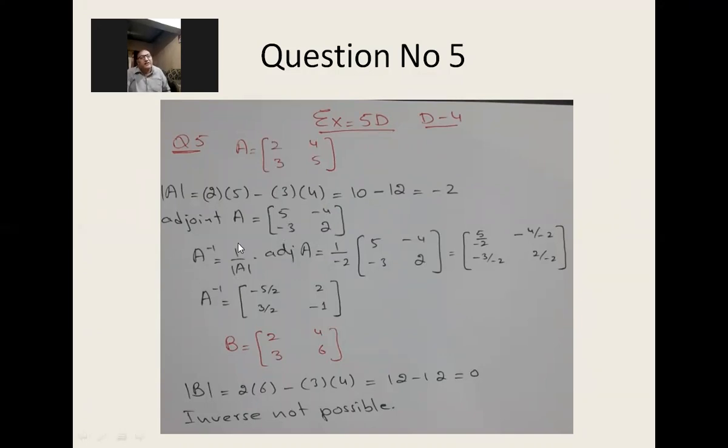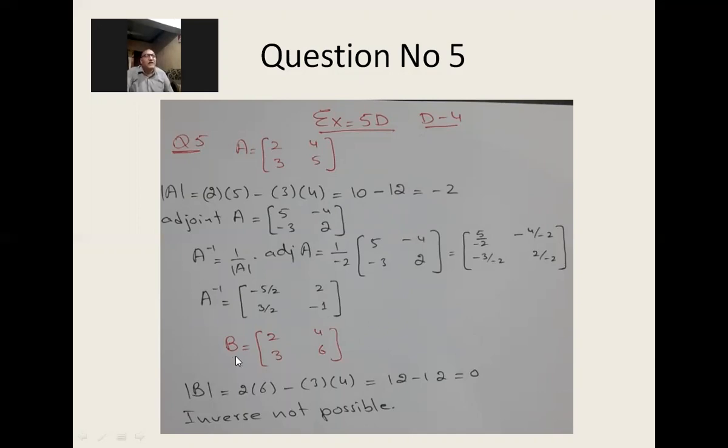Then the A inverse is 1 by determinant A into adjoint A. So that will be 1 by minus 2, because the determinant is minus 2, and here we have the adjoint. Now 1 by minus 2 will multiply with all 4 members. So you will get at the end 5 by minus 2, minus 4 by minus 2, minus 3 by minus 2, and 2 by minus 2. So you will get minus 5 by 2, this will become 2, this will become 3 by 2, this will become minus 1. This is how you will find the A inverse.